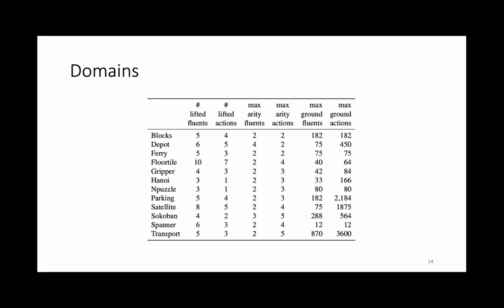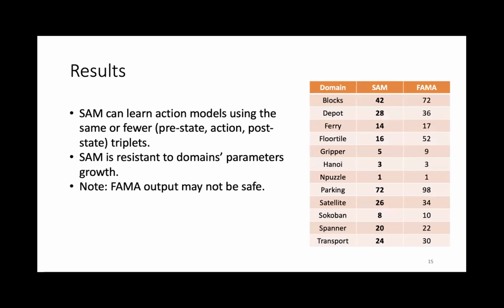You can see that the maximum number of grounded actions for a single action is extremely large, and the grounded algorithm will need to see each ground action before it may be used in a plan. So the number of ground actions is a lower bound on the number of triplets needed to learn the action model for the grounded algorithm. However, here is our result for using our SAM learning algorithm compared to the Pharma algorithm.